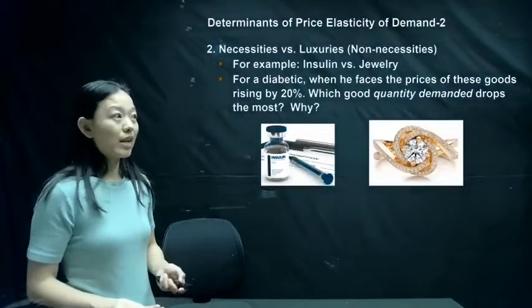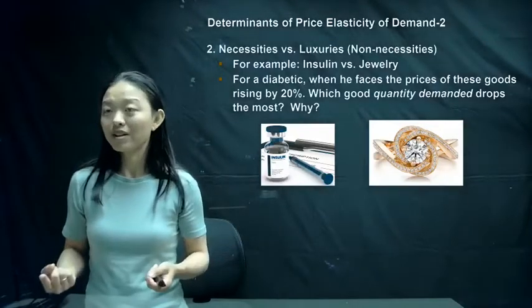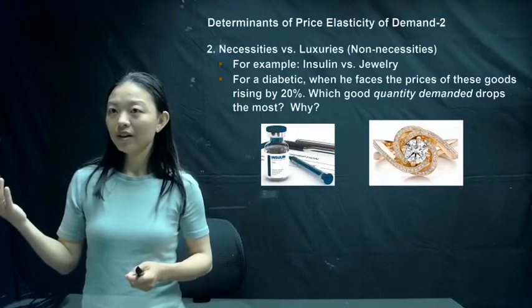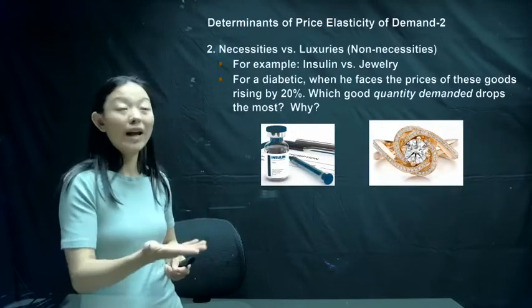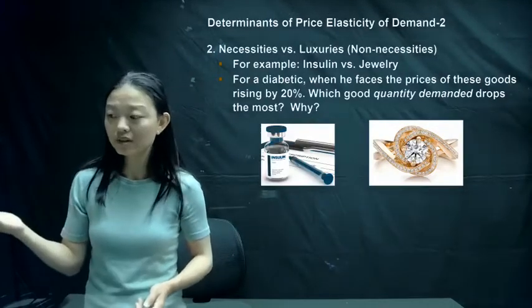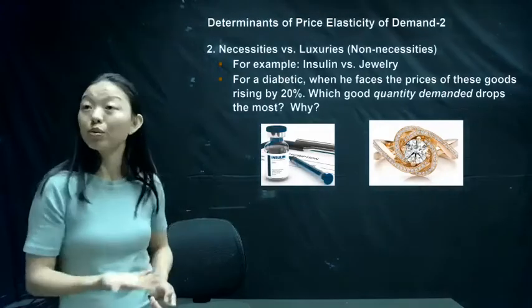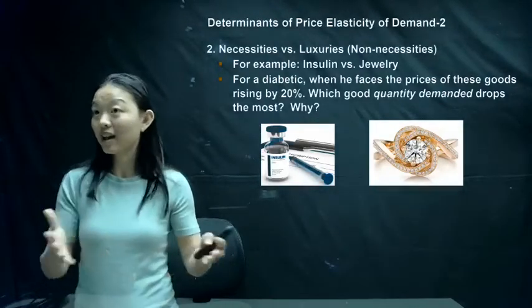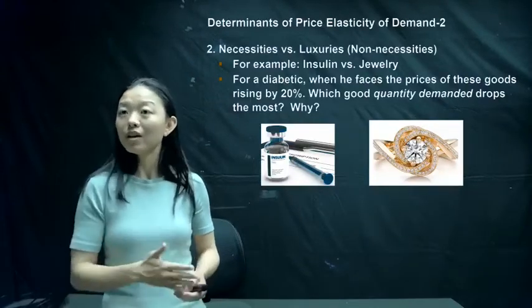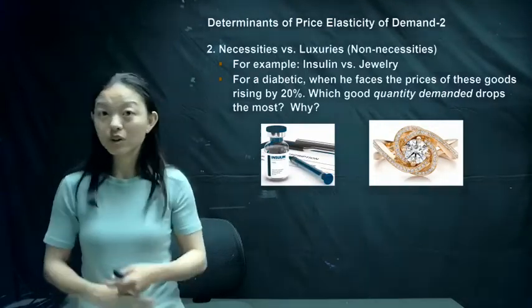So as far as we know, for people who suffer from diabetes, insulin is necessary, right? Therefore, even if the insulin price increases 20%, the patients still need to buy insulin, right? So even if the price of insulin increases by 20%, the quantity demanded of insulin will not change a lot. However, for jewelry, we can treat it as something that's a luxury, right? Not necessary for a person who suffers from diabetes. So even if the jewelry's price increases by 20%, the quantity demanded would decrease a lot.